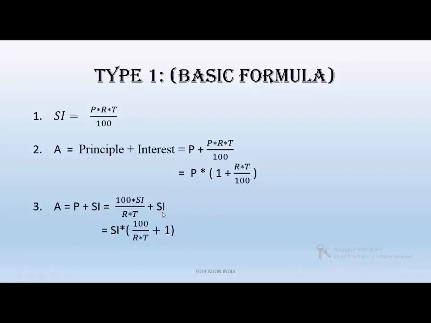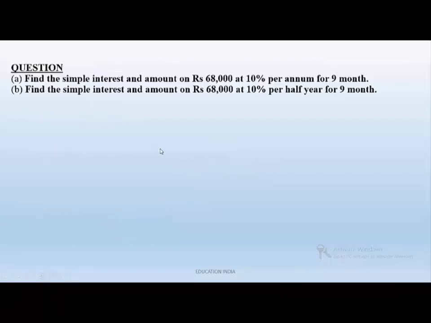We will go through some of the basic examples. We will try to analyze. Now let's go through some of the basic questions on simple interest. This question has two parts. In the first part, we need to calculate simple interest and amount to be returned on a principal sum borrowed of rupees 68,000 at a rate of 10% per annum for 9 months.